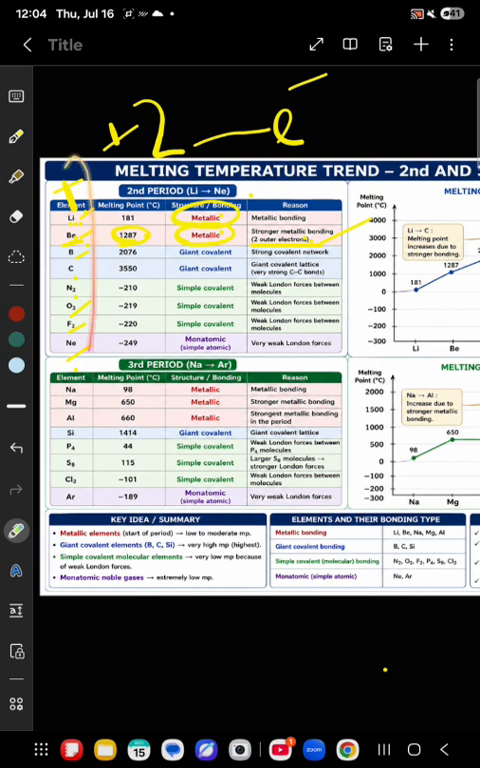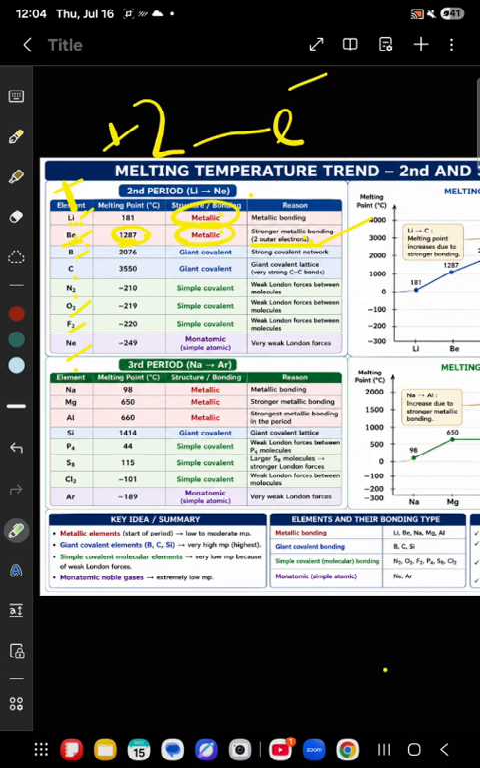If you look at the second period elements, carbon has the highest melting temperature because carbon is an element which can use 4 valence electrons in the bonding. So you should keep this in mind: in the second period, which element has the highest valency? It is carbon, plus 4. Carbon can use the maximum electrons of its valence shell for making bonds. So that's why carbon makes giant covalent structures like diamond and graphite. It has the highest melting temperature.